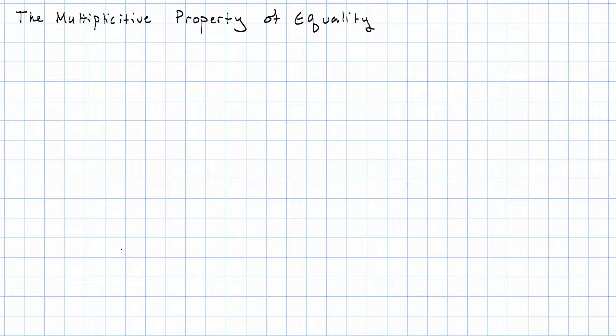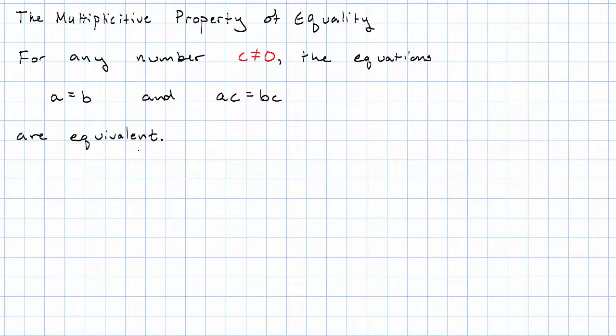If we are interested in obtaining equivalent equations, we need to know what steps will give us an equivalent equation. One property that gives us an equivalent equation is the multiplicative property of equality. The multiplicative property of equality tells us that for any number c that is not 0, the equations a equals b and a times c equals b times c are equivalent equations.